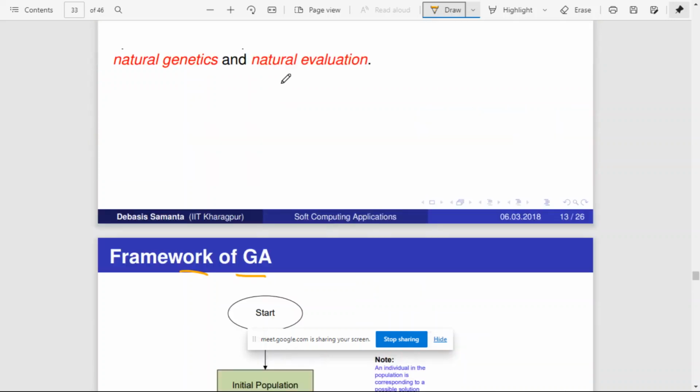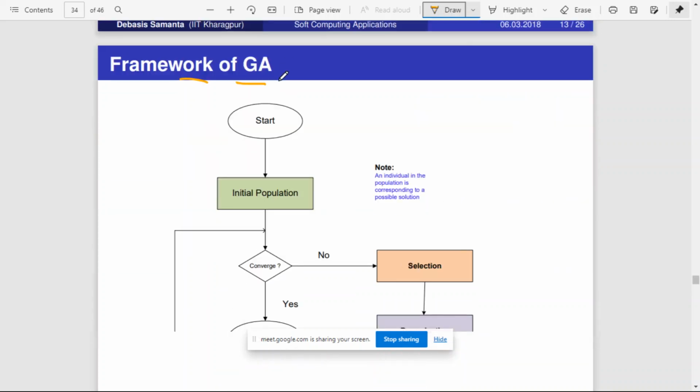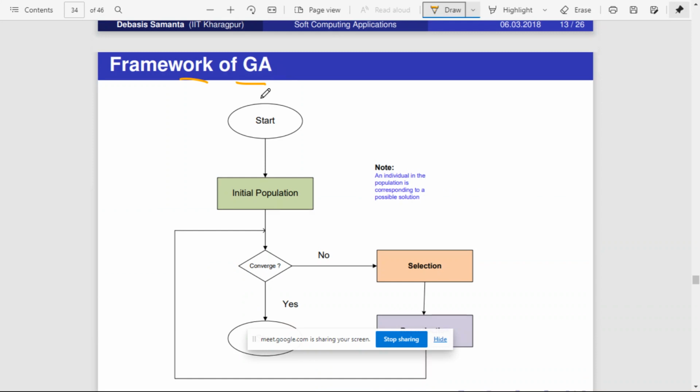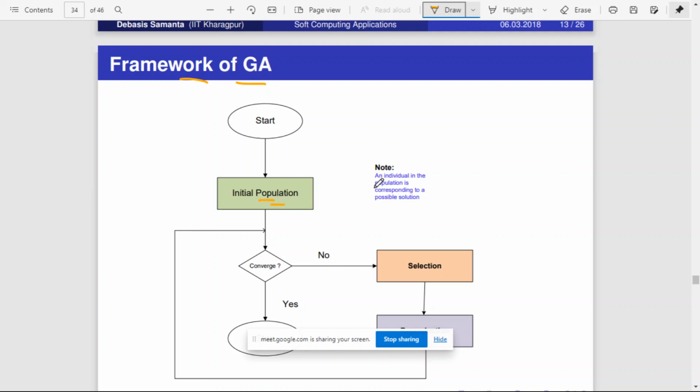Whatever we have discussed previously was about genetics. How we can relate genetics to genetic algorithm, that's what we are going to discuss. Here also we use the term population, but in genetic algorithm, the population corresponds to a possible solution. In genetics, population represents a particular person or species, or an individual in a species. But here in genetic algorithm, population represents a possible solution.